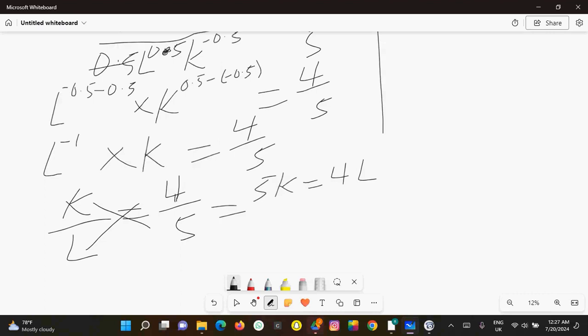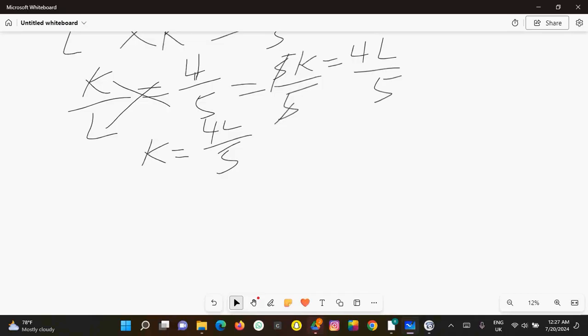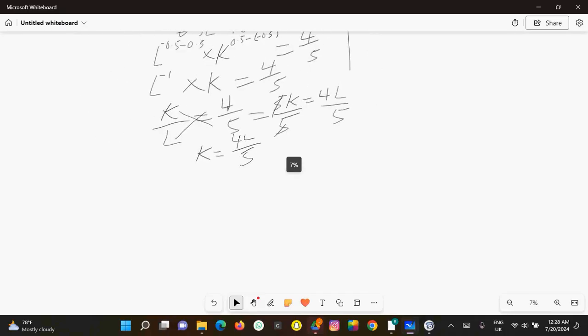We make one of them the subject. Let's make K the subject. Dividing by 5, K is equal to 4L over 5. It looks complicated here, but it's not that hard. So now we are getting this as K.